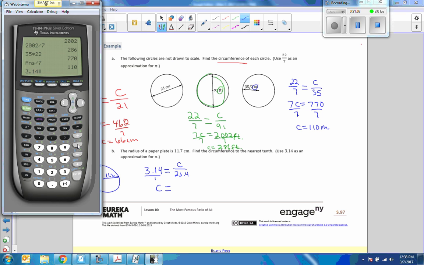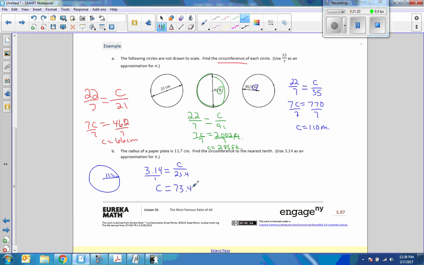3.14 times 23.4 equals 73.476 centimeters. There's our approximation. Now, then always go back and read the question. Many of you do not do that.